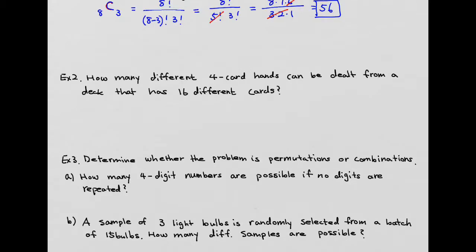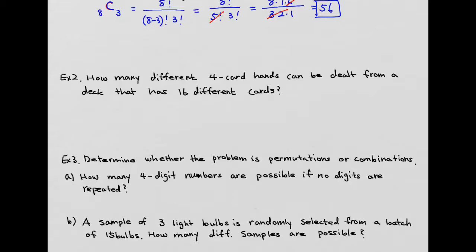Let's look at another one. How many different 4-card hands can be dealt from a deck that has 16 different cards? So out of 16 cards, you're trying to pick 4. And this one, again, I will say order does not matter. Why? Because having, let's say, heart 1, 2, 3, 4, those 4 cards, will be the same as if I have heart 4 first, and then 3, 2, 1. It will still be 4 cards, right? 4 of the same cards. So order does not matter on this one.